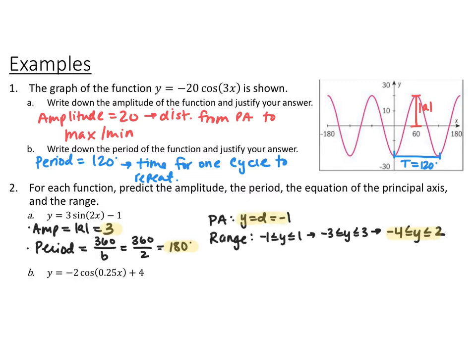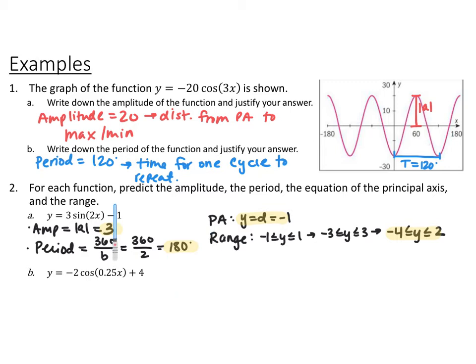So for the first one, the amplitude is just the absolute value of whatever's being multiplied in front. So in this case, just a 3, that's your vertical stretch. The period is 360 degrees divided by whatever's multiplied by x. So this is going 2 times faster than a normal sine function, so it's going to take half as long. So it's going to be 180 degrees for one full cycle to occur.